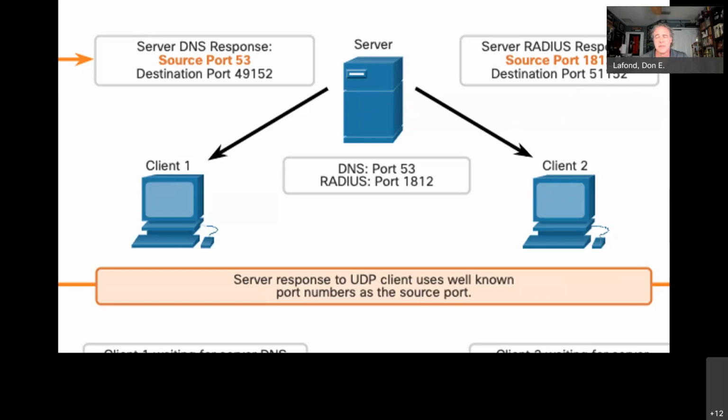The reply goes to destination 51152, from source port 1812. Okay, let's get out of that slide. Server responses to UDP clients use well-known port numbers as the source, obviously.